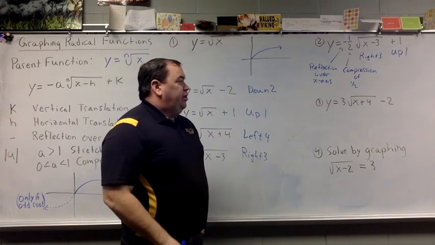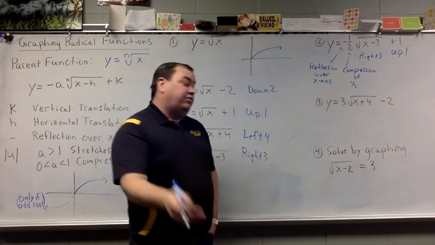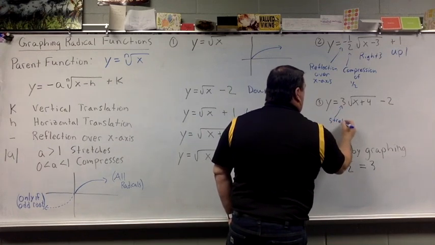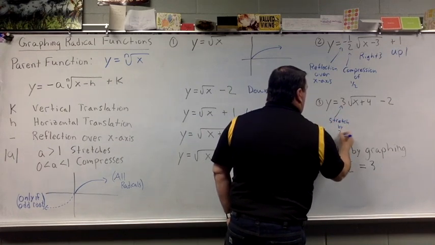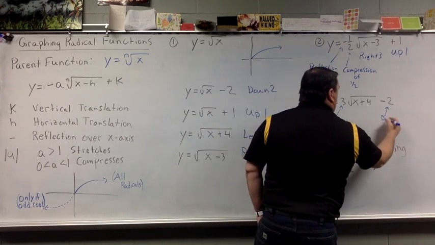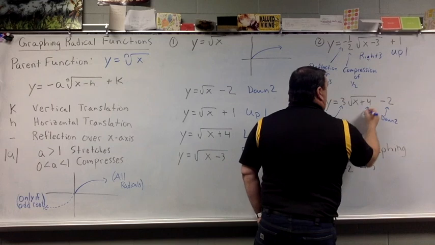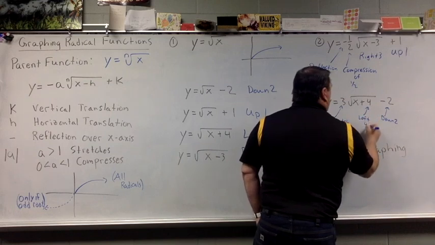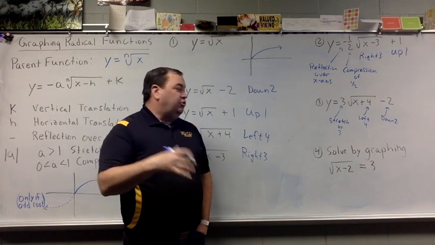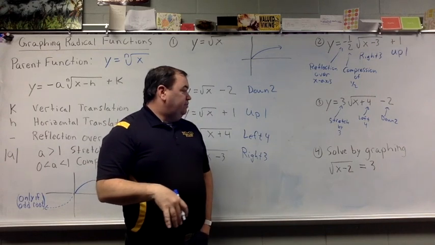For number 3 up here, we don't have the negative, but we do have a number. This is a stretch. It's being stretched by 3. I have some movements. I have a down 2, and I have a left 4. Again, make sure you're switching the sign on that. Inside the radical symbol means it works backwards.